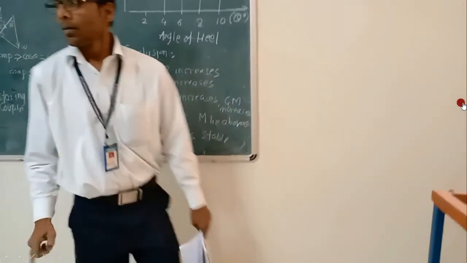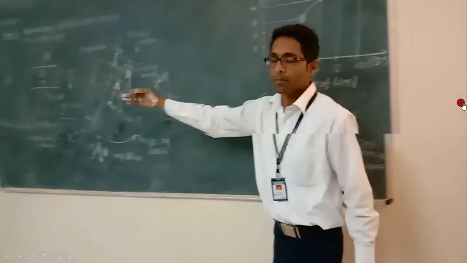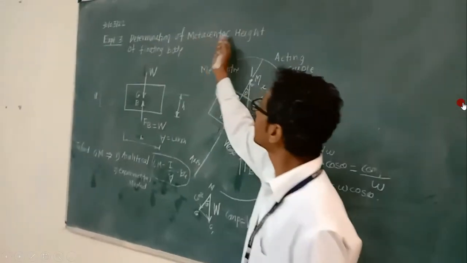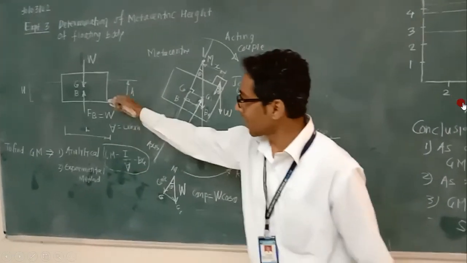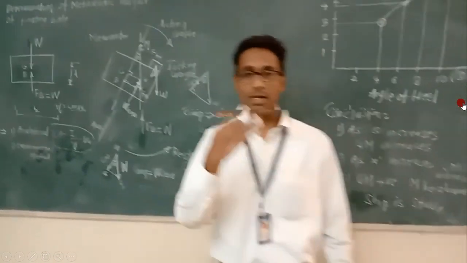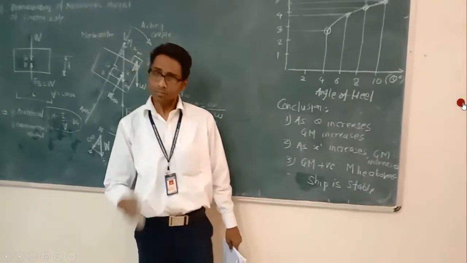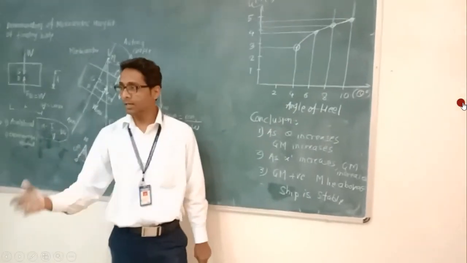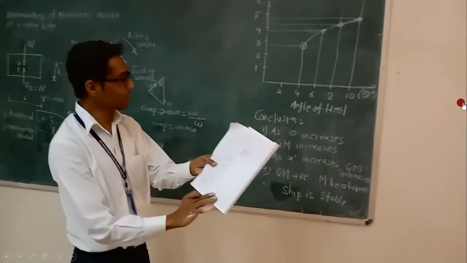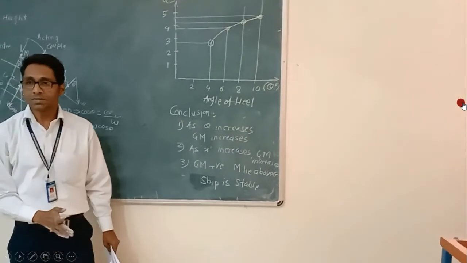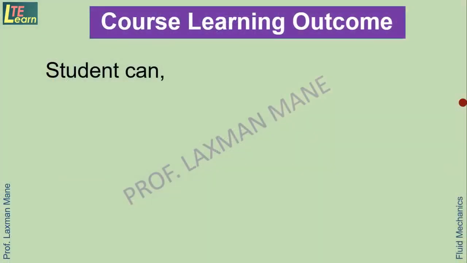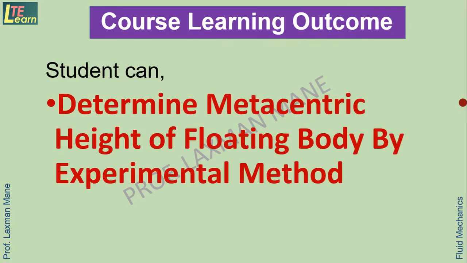So in this way, by conducting the experiment, we determine the metacentric height of a floating body, say a ship. Here we have seen the theory. After that we conducted the experiment at the practical location. After that we did the calculation, in the calculation the result table. From the result table, this is the graph we obtained. Then we wrote the conclusions. So at the end of this session, you can determine the metacentric height of a floating body by using the experimental method.